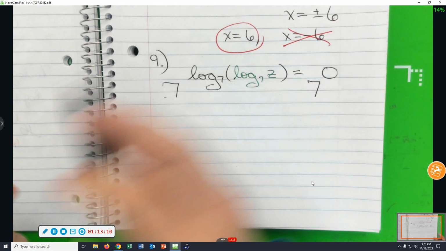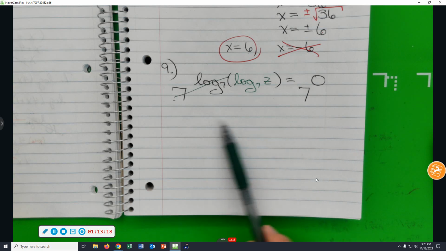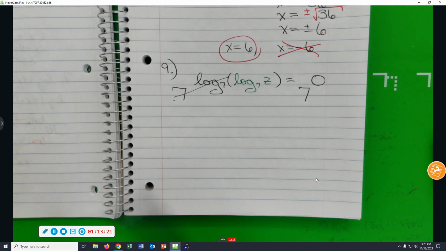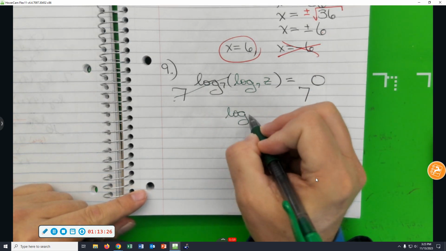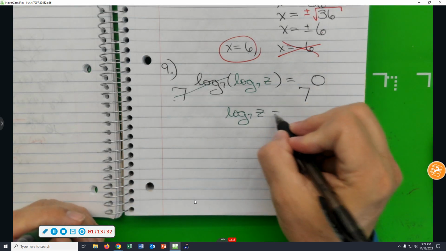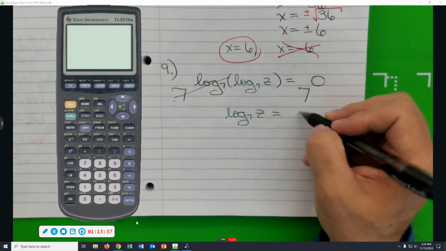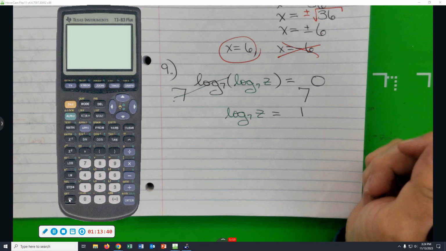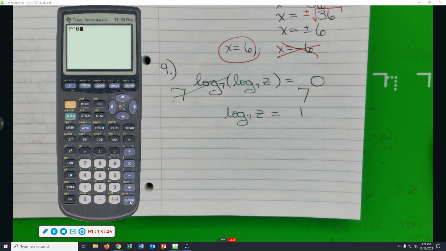So 7 to the log base 7, that cancels out. What's going to drop down now? What am I going to have written right here? That green log base 7 of z. That stuff just drops down. Now the right hand side is going to change. What are we going to have over here? This says 7 to the 0 power. That's 1. Remember, it was the first thing Tony wrote on the page, when we started all this exponential and logarithmic, that definition of 0 exponent.